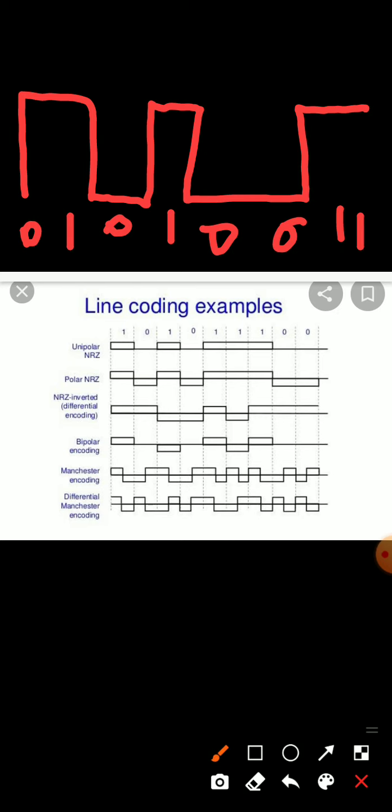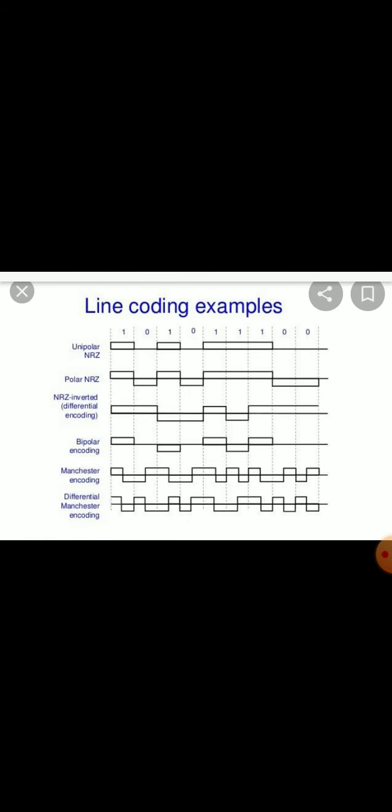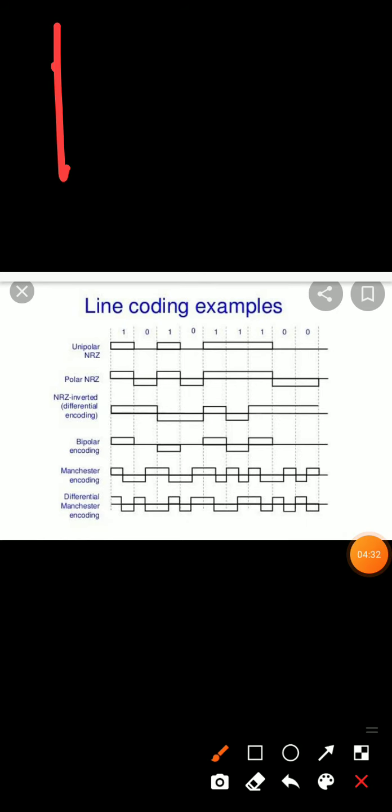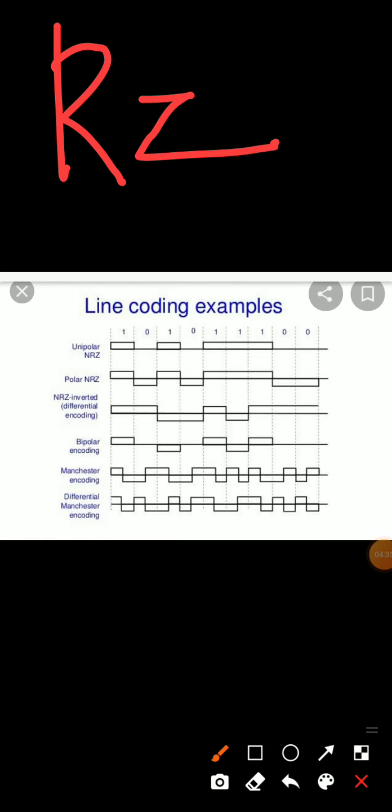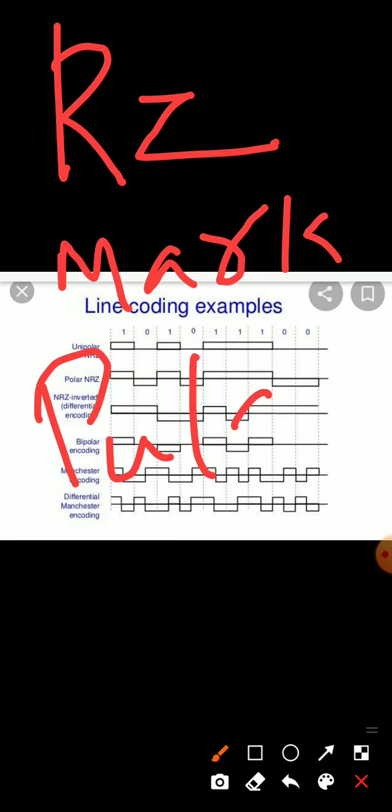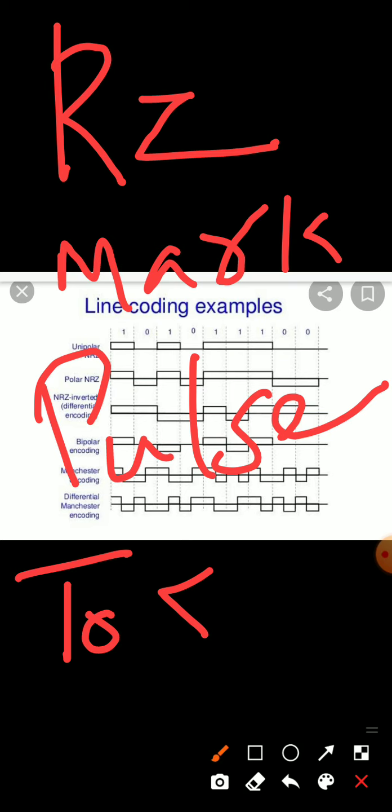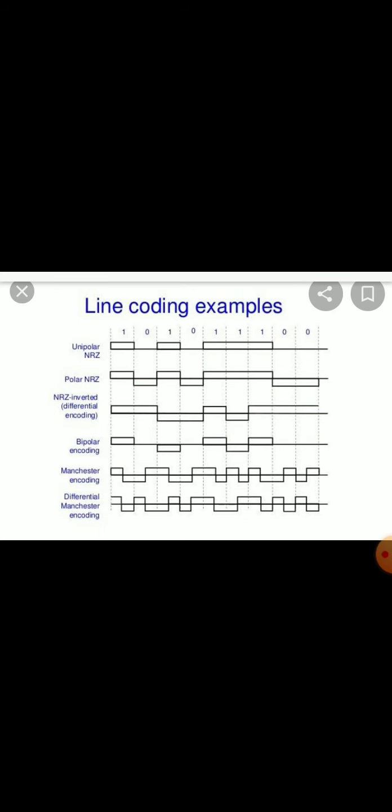Next, unipolar return to zero, that is RZ. In this type, a high in data is a mark pulse whose duration T0 is less than the symbol bit duration. It immediately returns to zero, showing the absence of a pulse during the remaining half of the bit duration. Let's draw one in unipolar RZ.